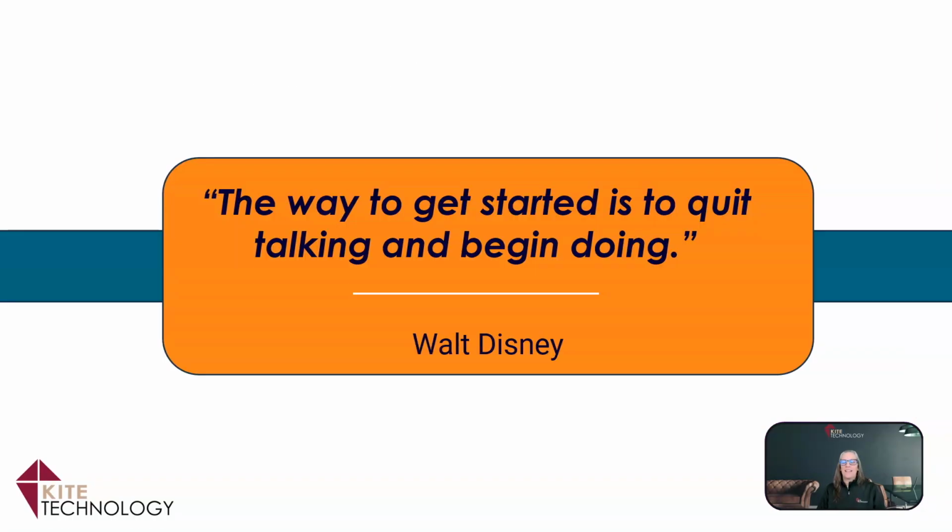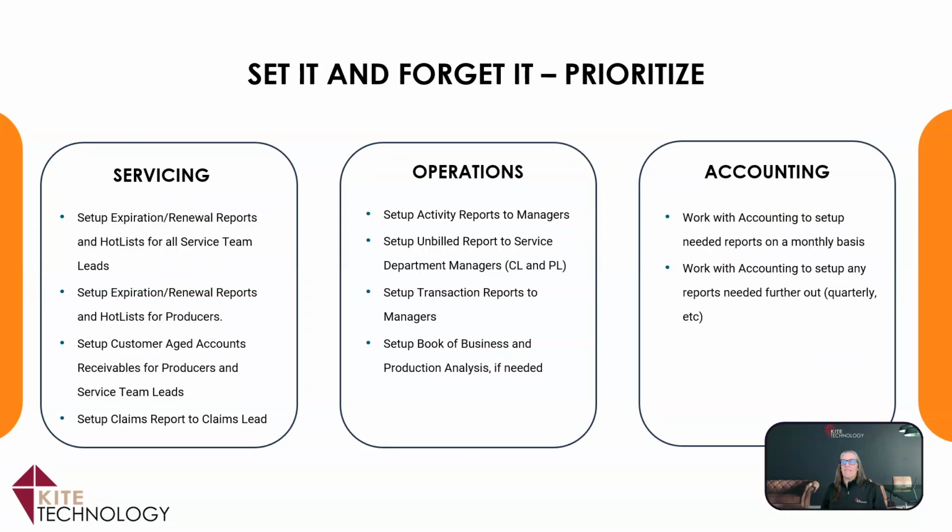Walt Disney once said the way to get started is to quit talking and begin doing. So let's begin. Let's start by setting it and forgetting it. We need to prioritize. On the servicing level, you want to set up expiration, renewal reports, and hot lists for all servicing team leads. Expiration reports and hot lists can also be set up for producers and account managers. You could set up aged accounts receivables and producers for every service team lead and even for your account managers if you want to. You can set up claims reports if you need to monitor those.